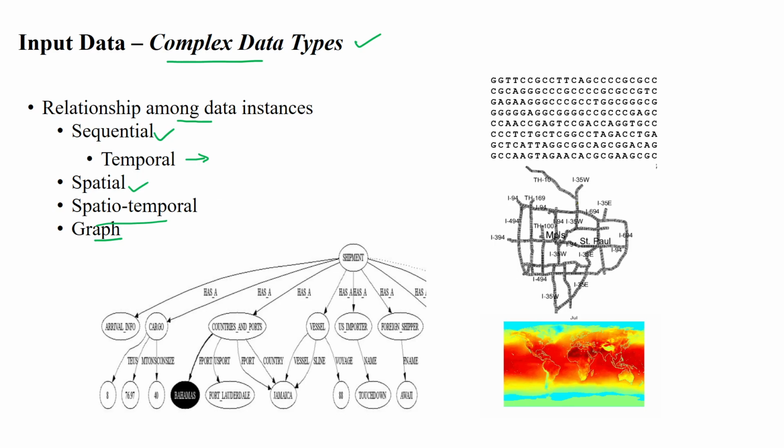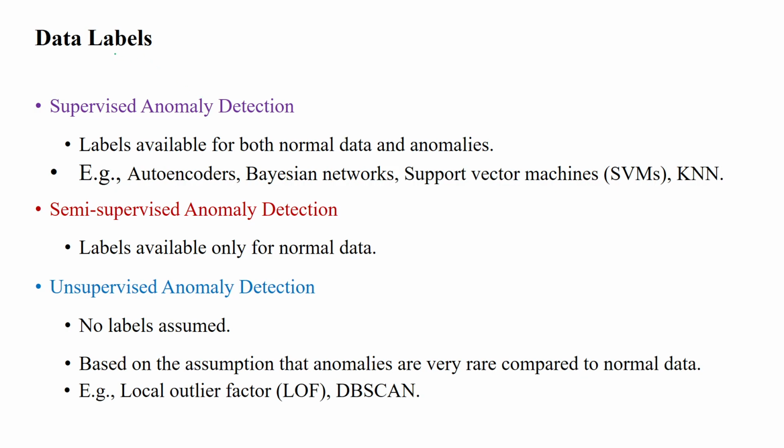And the next one is, based upon the labels in the data set, we can define whether the data set is a supervised aspect or unsupervised aspect. In supervised anomaly detection, the data set will have labels for normal data points and also anomaly data points. For example, we can use different algorithms under supervised anomaly detection: autoencoders, Bayesian belief network, SVM, KNN, etc.